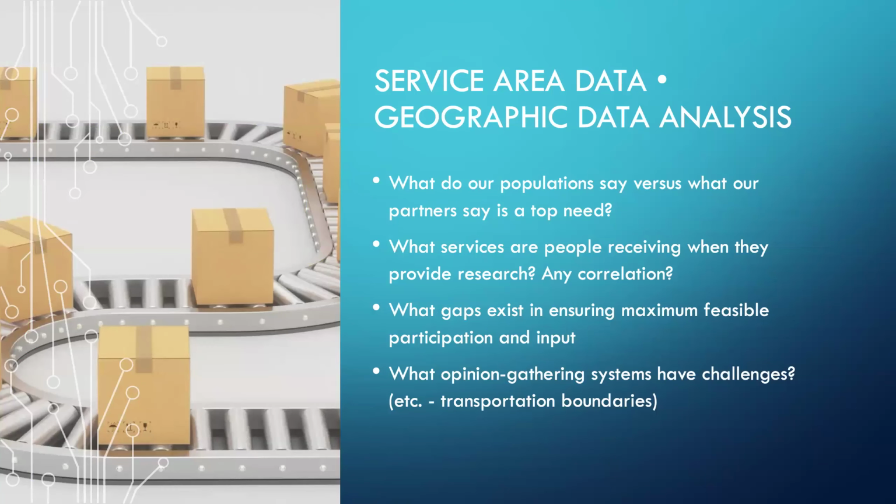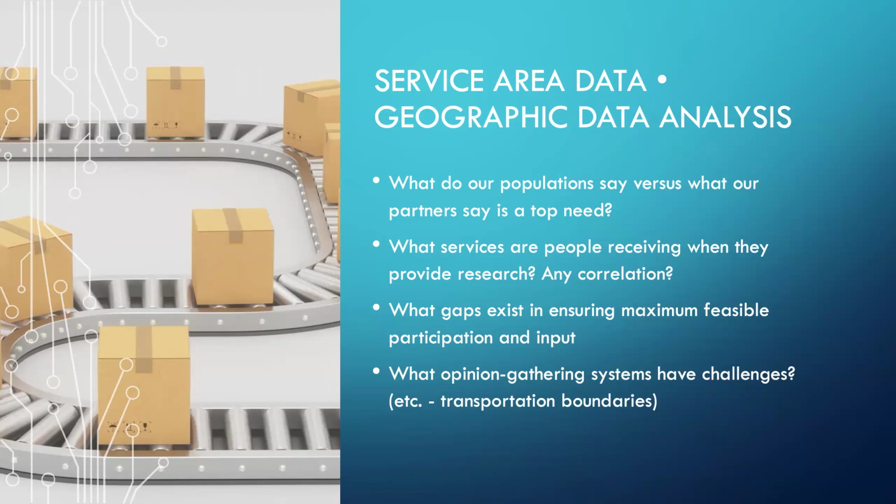All right. So after you've identified all of the pieces and components, then you do your analysis on what's going on with the geographic data. So you will ask questions like what do the populations say versus what do the partners say is a top need? Maybe some discrepancies there, as you start to look at what people are saying that they need versus what maybe city council thinks is needed or something like that.